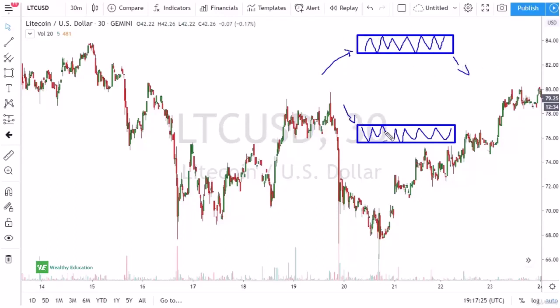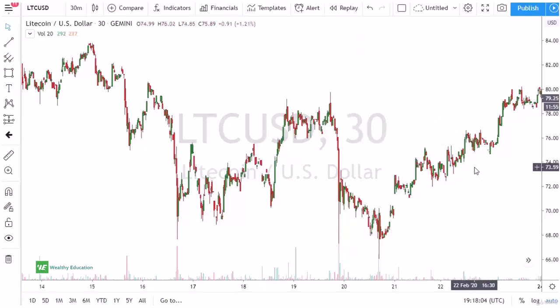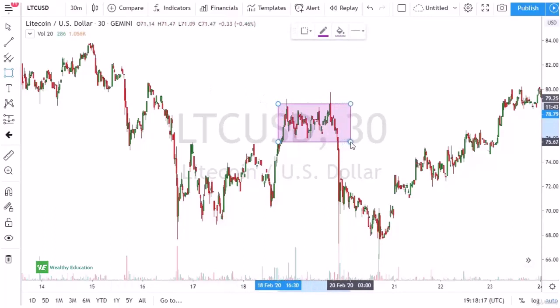If you are falling and you get a rectangle consolidation area and you break out of it to the upside, it is a rectangle bottom. Pretty straightforward, and they happen on all time frames. So you see them quite a bit. It's just simply consolidation that doesn't lead to continuation, rather a reversal. So let's go ahead and draw a rectangle here in the Litecoin market.